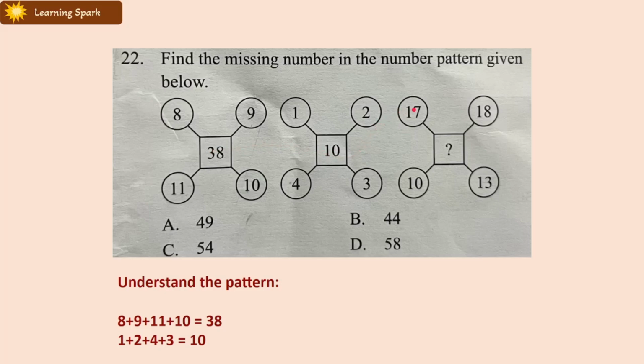Now we have to find out the number here. So we have to just add these four numbers. 17 plus 18 plus 10 plus 13, which gives us 58. So the answer will be 58.